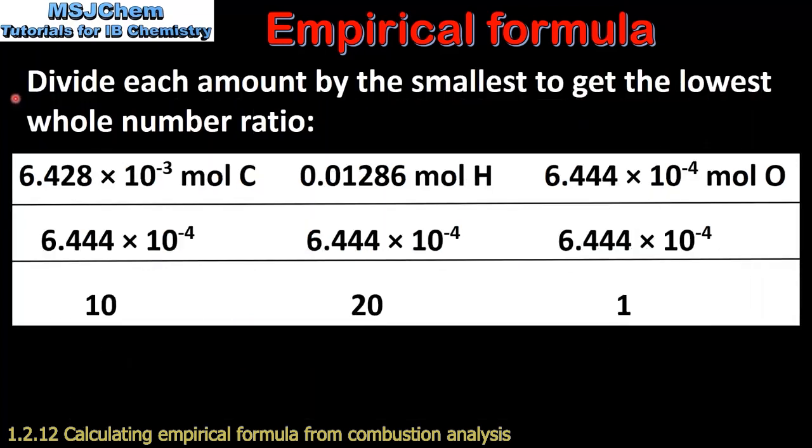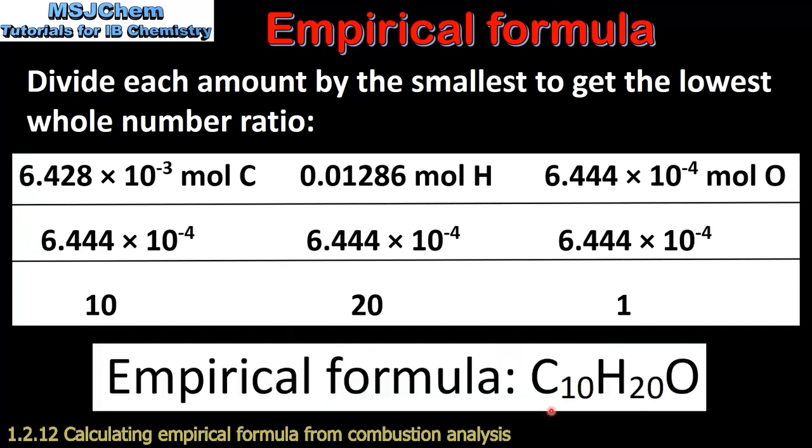Now that we've calculated the amount in moles of carbon, hydrogen and oxygen, we need to divide each amount by the smallest to get the lowest whole number ratio. The smallest amount in moles was 6.444 times 10 to the negative 4. So we need to divide each amount in moles by this value. This gives us 10 for the carbon, 20 for the hydrogen, and 1 for the oxygen. So the empirical formula of menthol is C10H20O, which is the lowest whole number ratio of atoms in the compound.